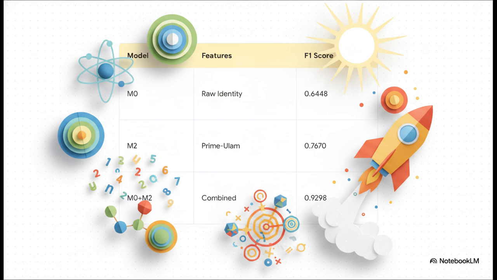But when you combine that raw identity with the prime alarm descriptors, the score absolutely rockets up to 0.9298. By simply exposing the internal arithmetic of the numbers we already had, the AI became vastly more accurate at predicting physical atomic stability, no new physical data required.